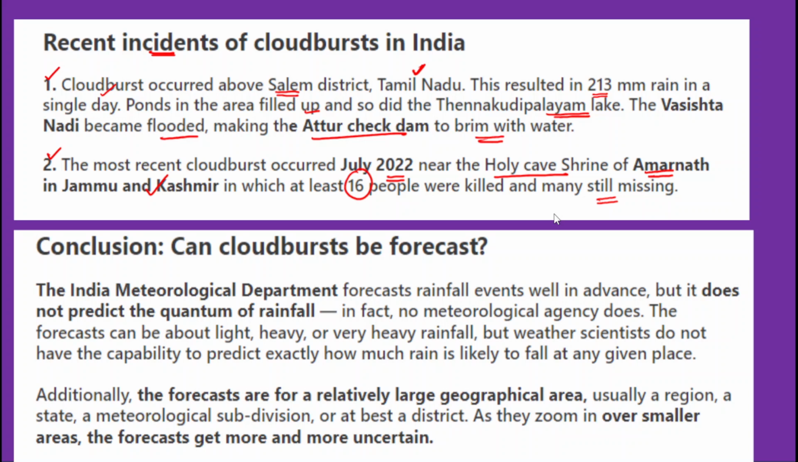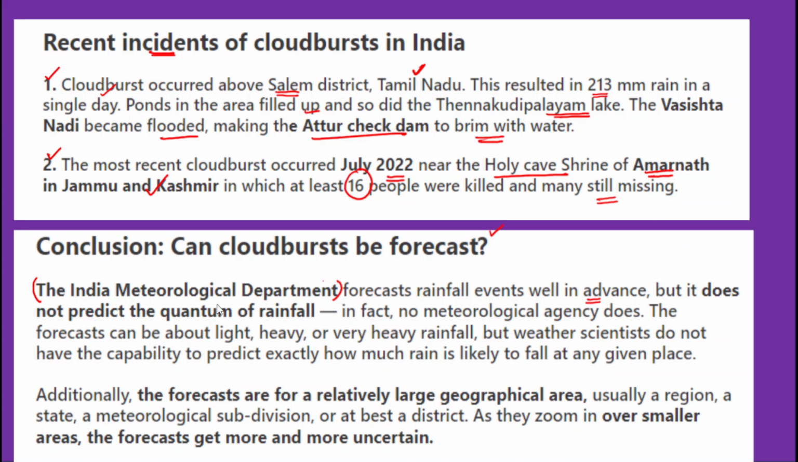Now in conclusion, we can write: can we predict the cloudburst? According to experts, it is very difficult to predict the cloudburst because it takes place very quickly. So we cannot immediately predict these cloudbursts. However, the Indian Meteorological Department looks into forecasting related to floods and cloudbursts. It forecasts rainfall events well in advance.